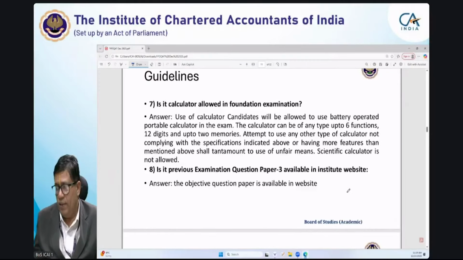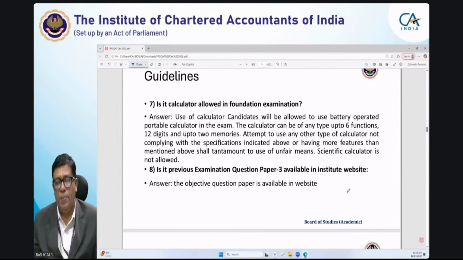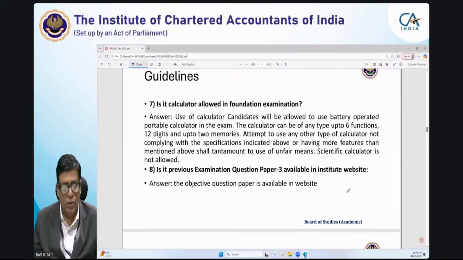Next, a very important query: many students may feel that whether a calculator is allowed in the foundation examination or not. Yes, it is allowed. Use of a battery operated portable calculator is allowed in the exam. The calculator can be of up to 6 functions, 12 digits, up to 2 memories, and scientific calculators are not allowed. And yes, the previous question papers are available on the website as per the new guidelines.